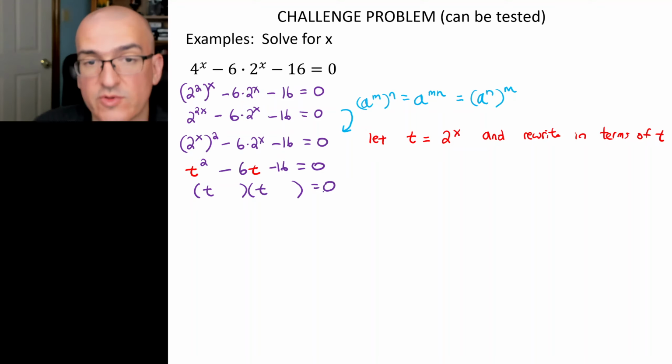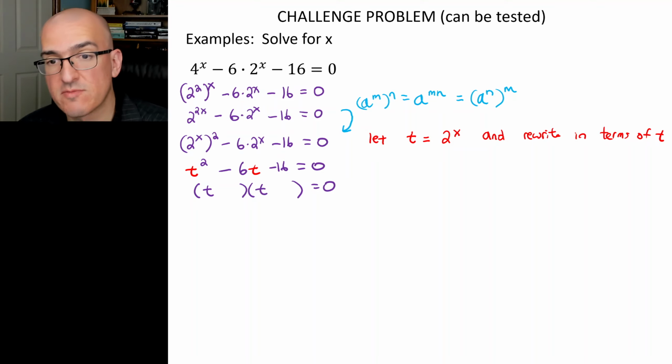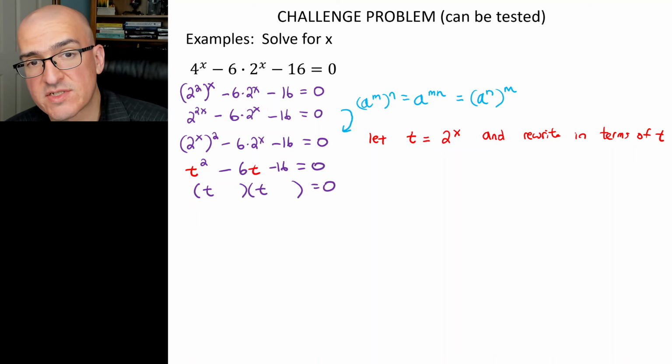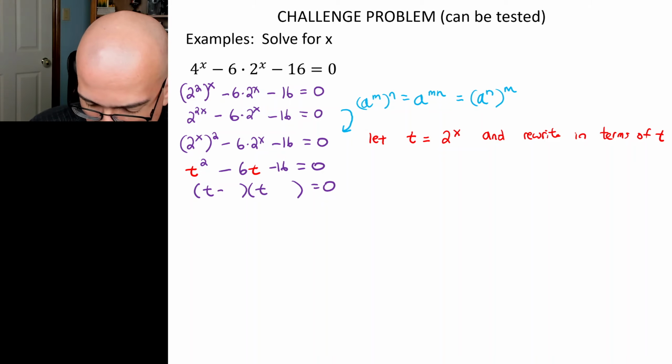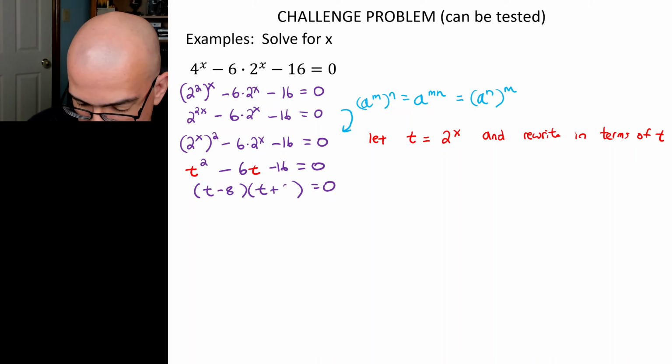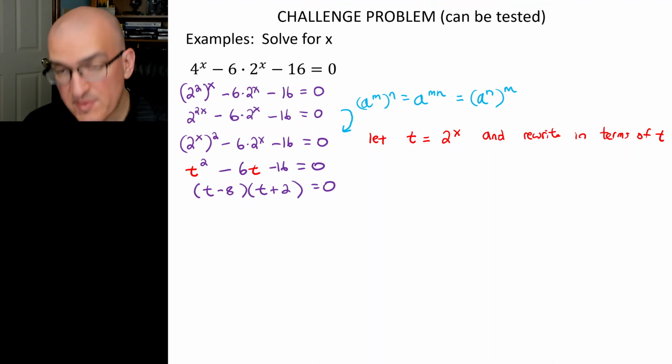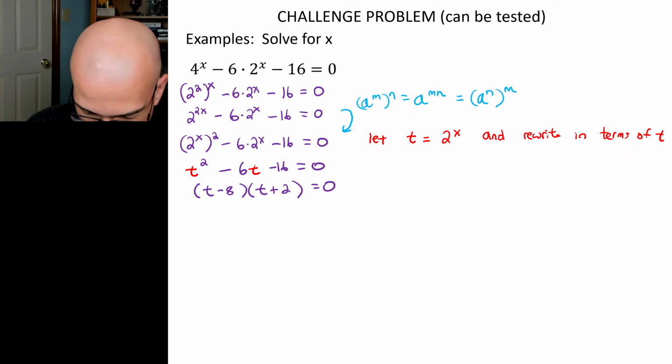equals 0. We'll use the product and sum method. I want numbers that multiply together to give me negative 16, and add together to give me negative 6. And the answer would be negative 8 and positive 2. They add to give negative 6 and multiply to give negative 16. That means it looks like I have two solutions.